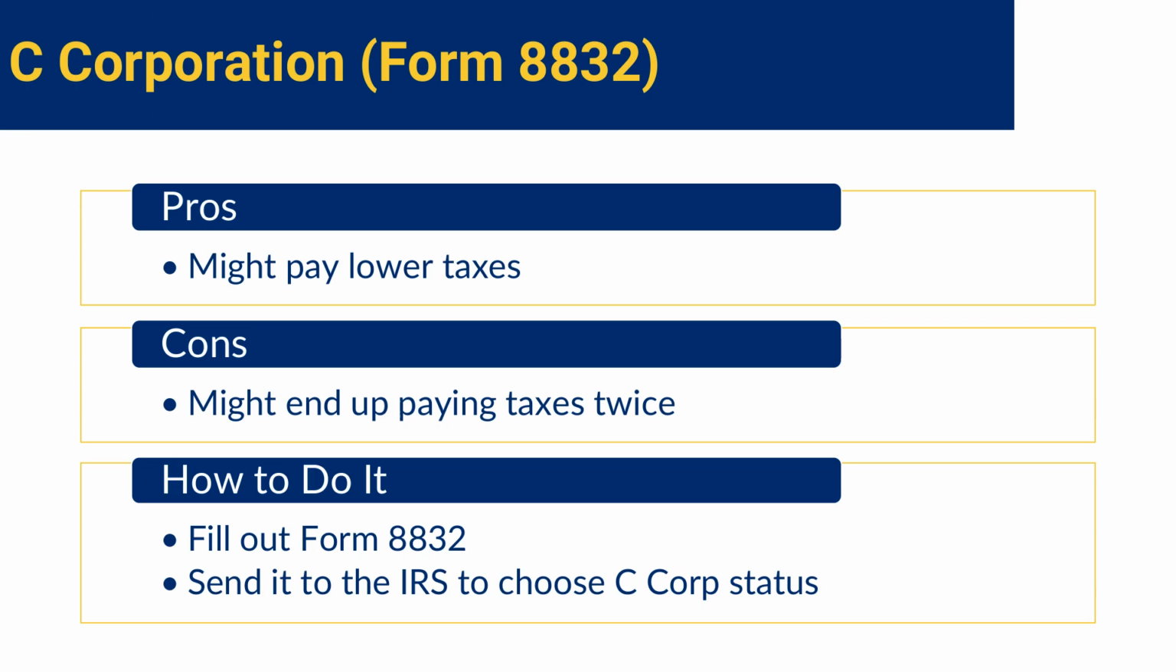The pros are you might pay lower taxes, and there are some ways to manage your money that could save you even more. But you might end up paying taxes twice, once on your business's profits and again on the money you take home. To do it, you will fill out Form 8832 and send it to the IRS to choose C corporation status.